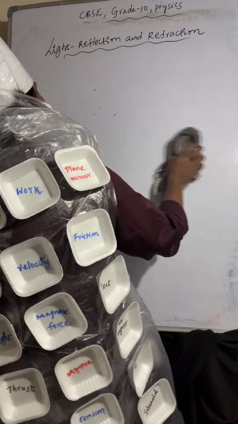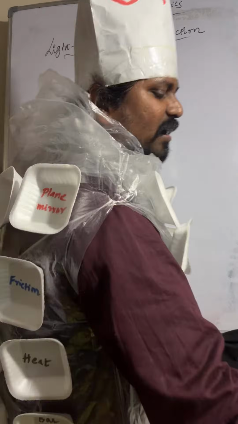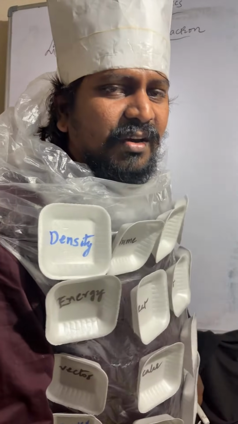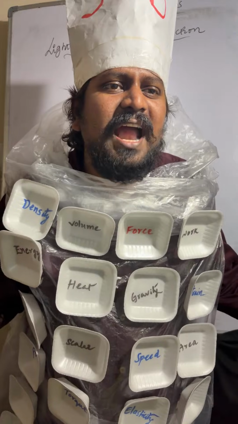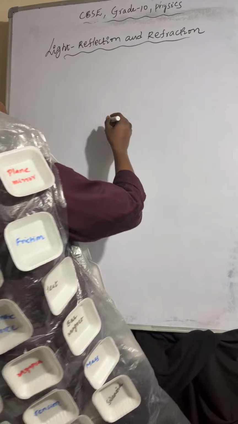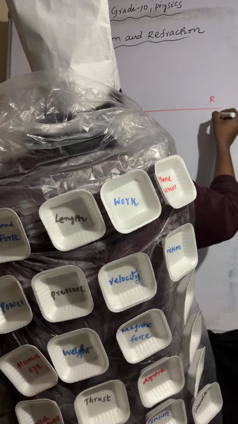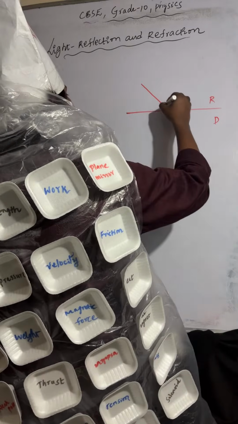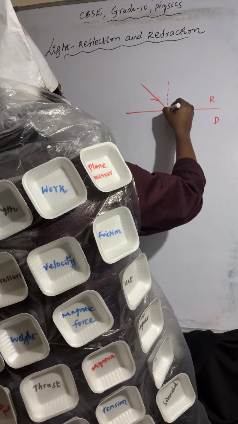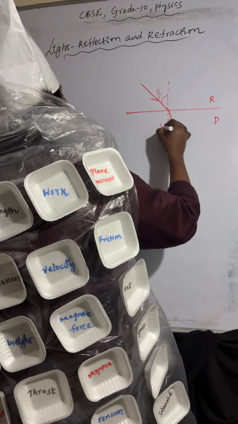Next, we are going to discuss Snell's law, or the laws of refraction. So you can observe here, I am taking this one: rarer medium, denser medium. The light ray is passing from rarer to denser. This is the angle of incidence and this is the angle of refraction.